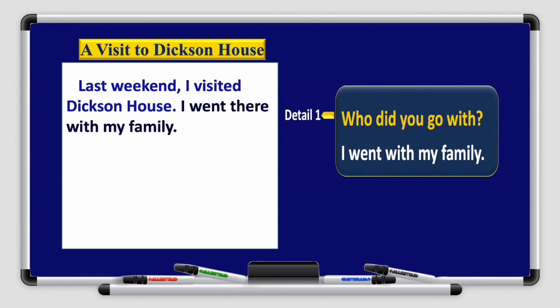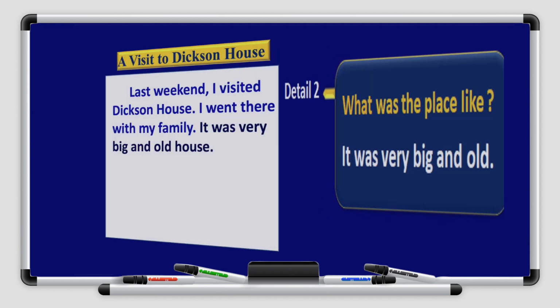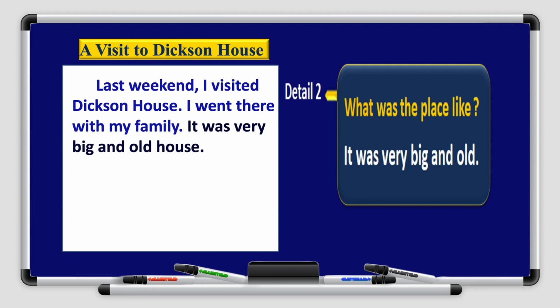Who did you go with? I went with my family. Just take this answer and add it to the next sentence of your first paragraph. I went there with my family. Let's move on to detail number 2. What was the place like? It was very big and old. Just take your answer and put it into the paragraph. It was very big and old house.